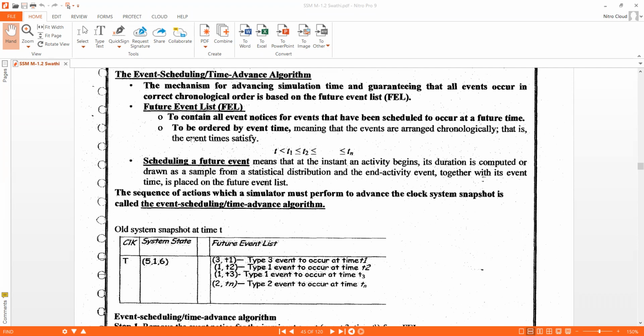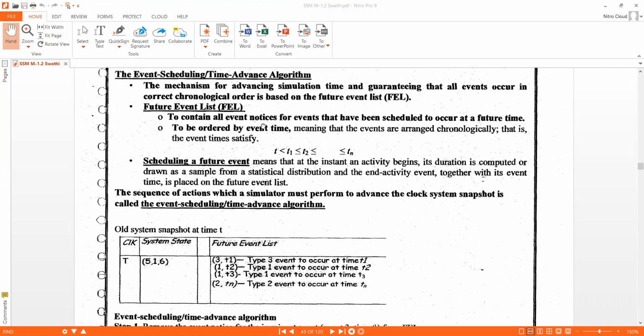The future event list will be a list of events represented in some order. It contains all the event notices for events that have been scheduled to occur at a future time. Event notices are nothing but event records, which represent all the events which are going to occur in the future. The future event list is ordered by event time.